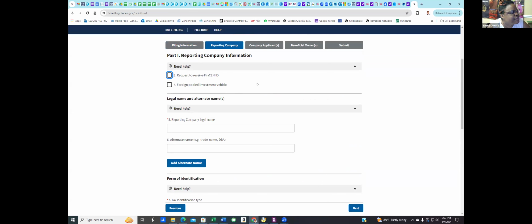Need help, request to receive FinCEN ID, foreign pooled investment. I don't know anything about a FinCEN ID. Does anybody know anything about a FinCEN ID? Otherwise, I'm just going to ignore it.